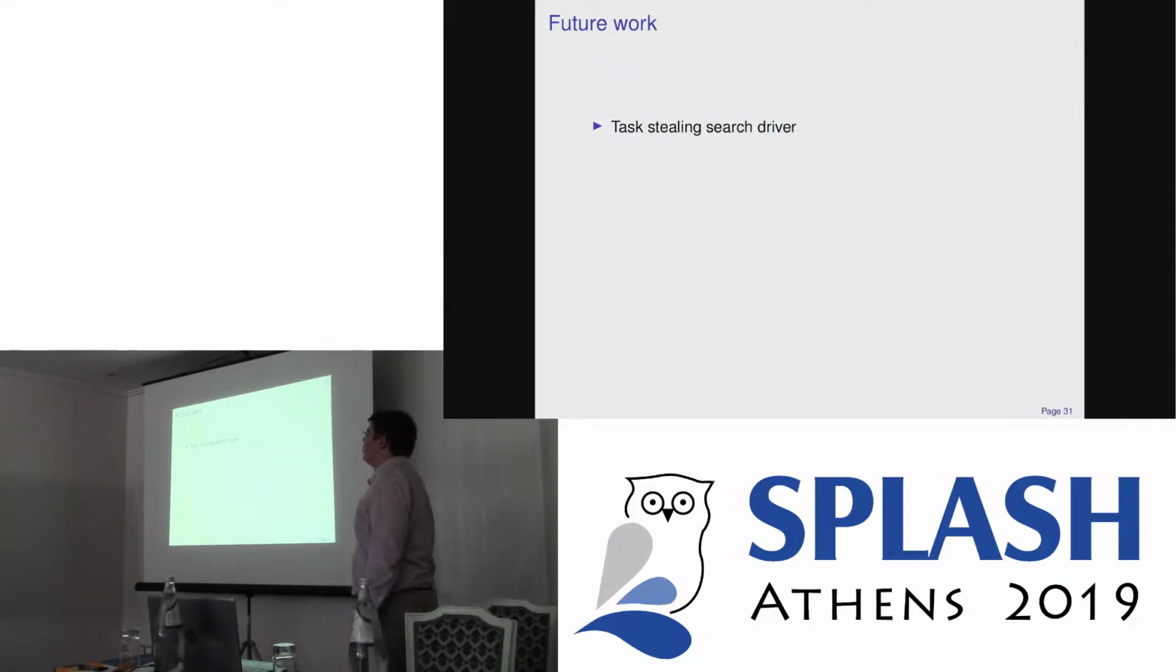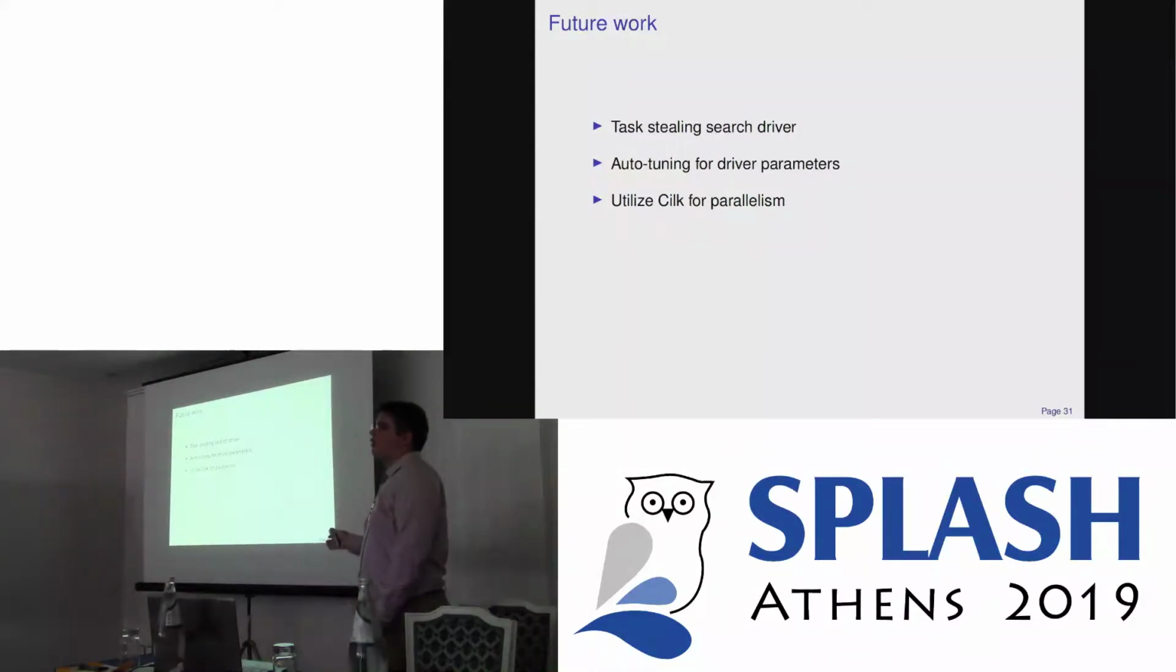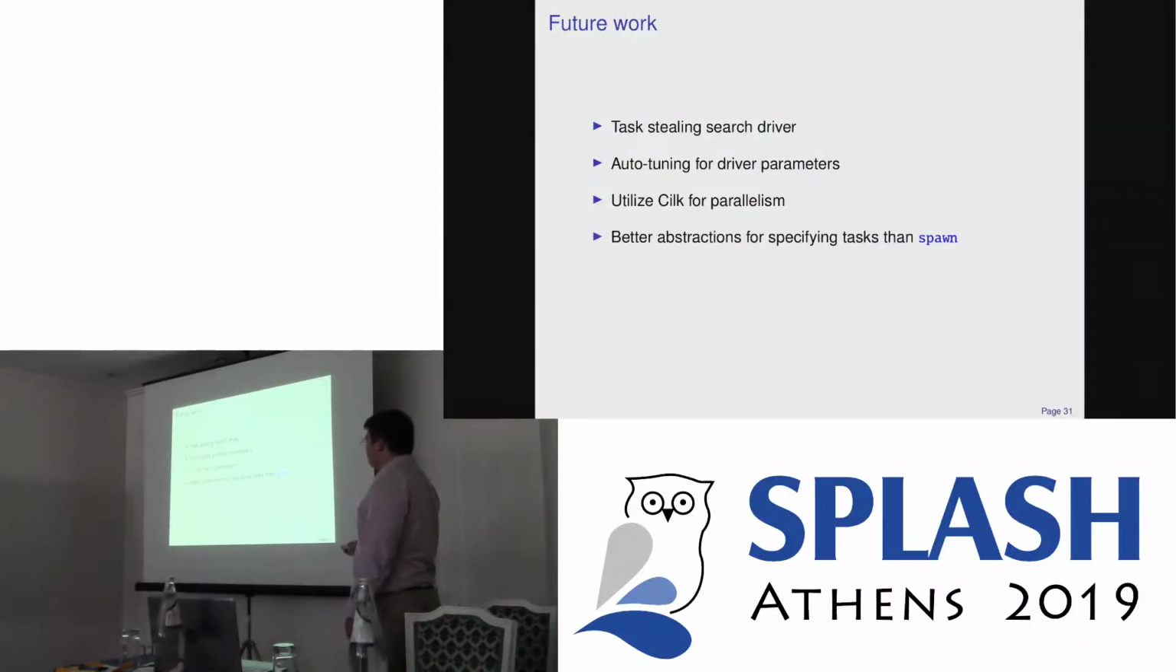There's some future work: we have to implement a task stealing search driver. Maybe we can even try using Cilk to do that and use Cilk's internal runtime, which is already very well built for doing this sort of optimization. And we also can think about having better abstractions for tasks than just using spawn. There's potentially some more work in that direction.